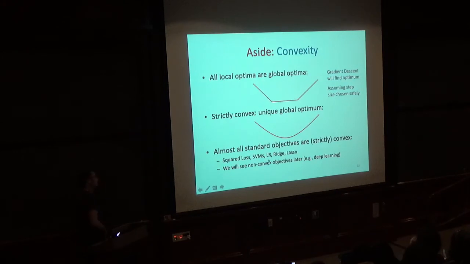Almost all standard learning objectives are convex: squared loss, SVM loss, and a few of the losses that we'll see next week. Deep learning is non-convex, not because of the loss function, but because of the function class. It's not a linear function class. For example, if you do deep learning minimizing squared loss, the loss function itself is convex, but the overall objective is not, because the function class itself is not. And again, we'll talk more about deep learning in week 4.